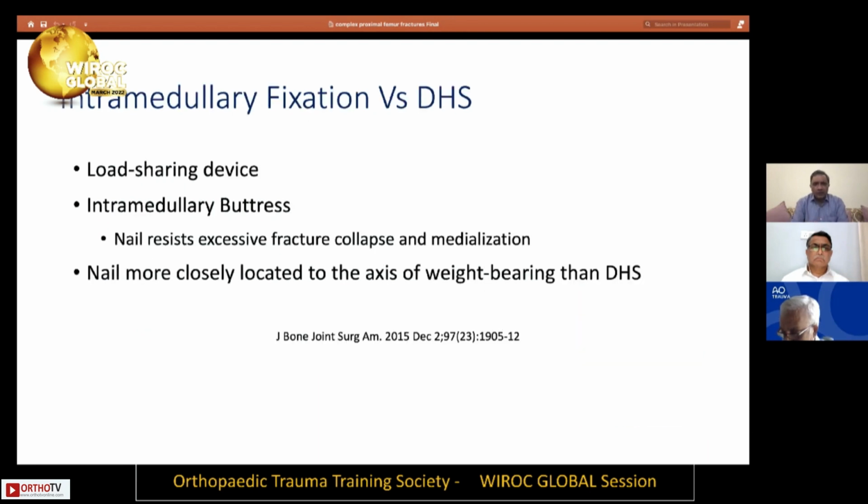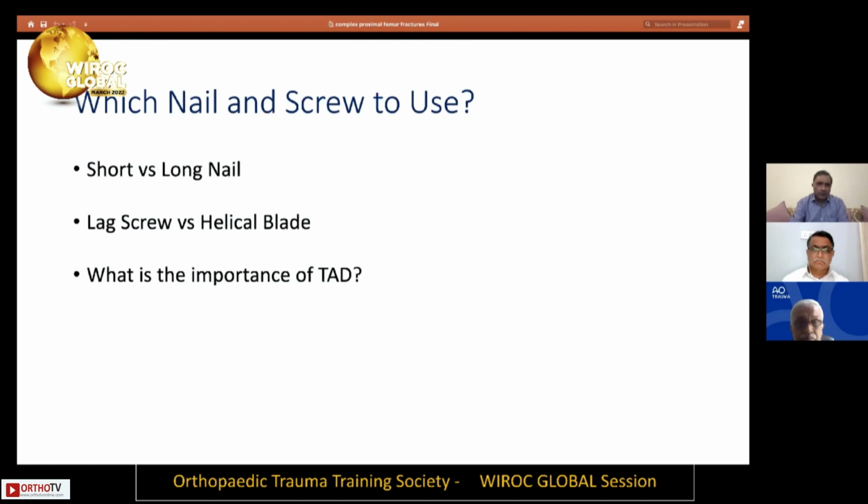There are other advantages of intramedullary fixation over DHS. It's a load sharing device. It provides an intramedullary buttress, so it resists excessive fracture collapse and medialization, and the nail is more closely located to the axis of weight bearing than DHS. So there is better load transmission and fewer chances of failure.